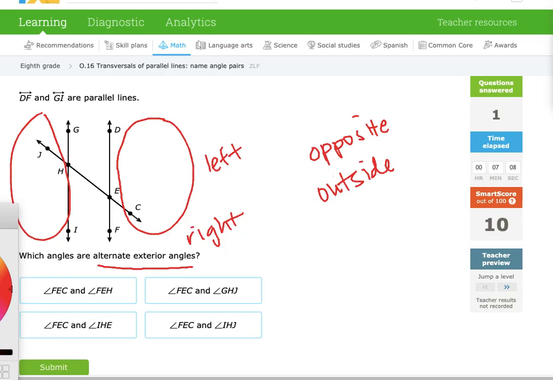All right, let's go through our options. Angle FEC compared to angle FEH. FEH, this one. Okay, one's outside and the other one's inside. Wrong. They need to both be outside. Let's try another one.